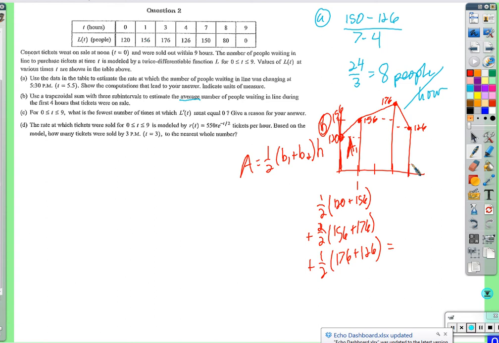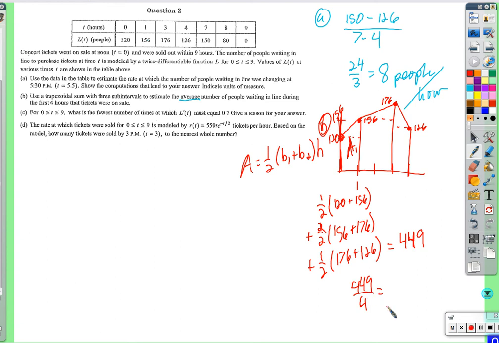155 point so-and-so, but I just rounded it. I got 449. The whole thing? Mm-hmm. No, you divide it by 3. Okay, so then the average number is going to be 449 divided by 4. What do you get there, Aaron? Divided by 4? Yeah.